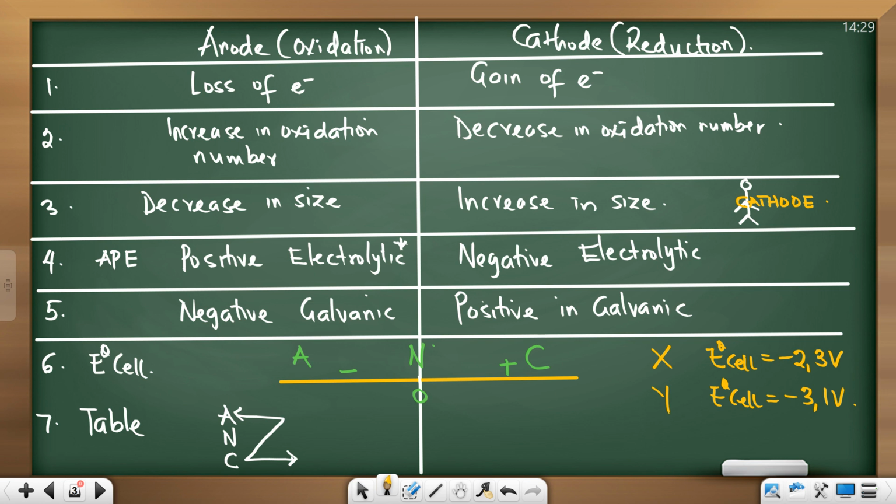Great. We're getting it. It's Y, because Y is more negative. All right. So Y is far here, and X would be somewhere there. So Y becomes the anode and X becomes the cathode. Well done, guys. Lovely. This is great. Okay. So once we have identified, I'm going to go to number 7 now to guide us through the rest.